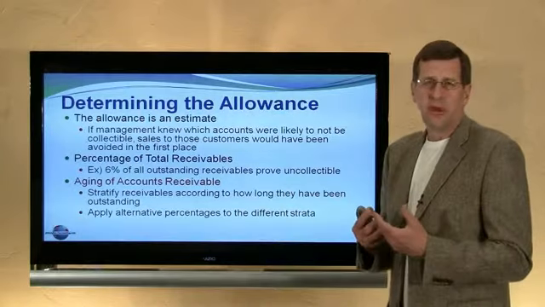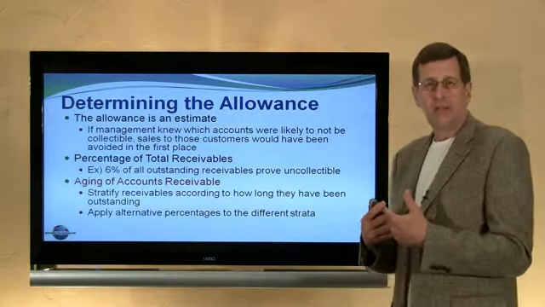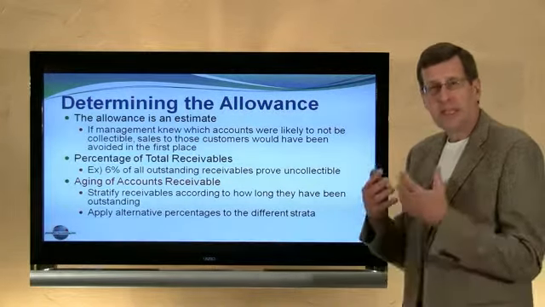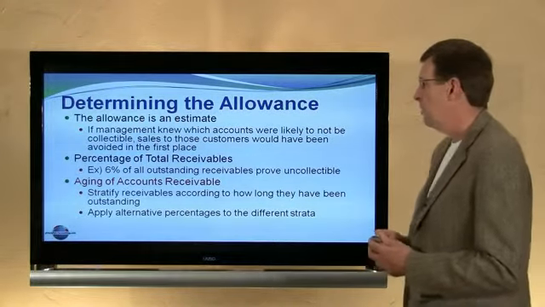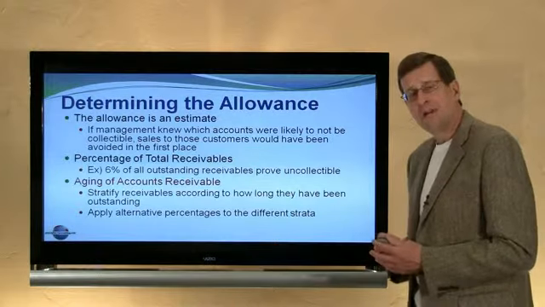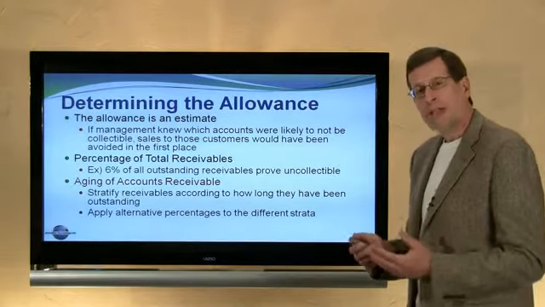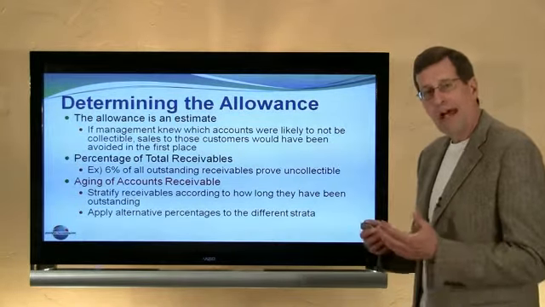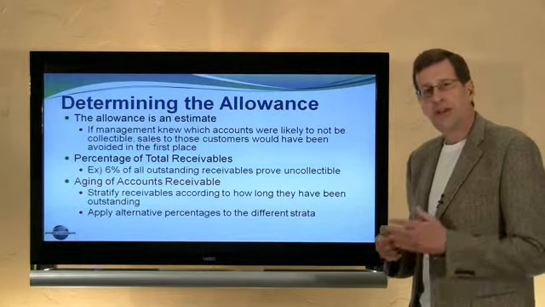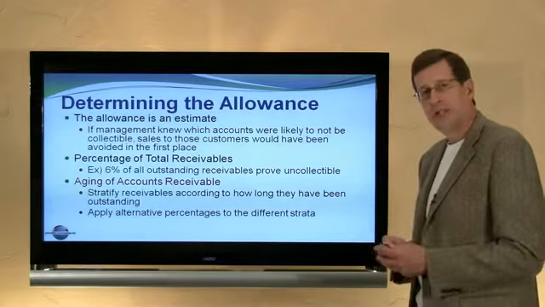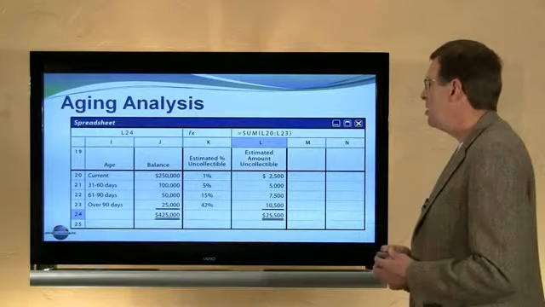These percentages would not be the same for all companies. They would be based on the historical experience of the company, their best judgment, their best estimate about what rates are appropriate. We might also look at the accounts receivable and do an aging, where we stratify the accounts receivable by how long they've been outstanding, and we apply different percentages to each strata to determine the appropriate balance for the allowance account. So let's look closer at these balance sheet approaches.